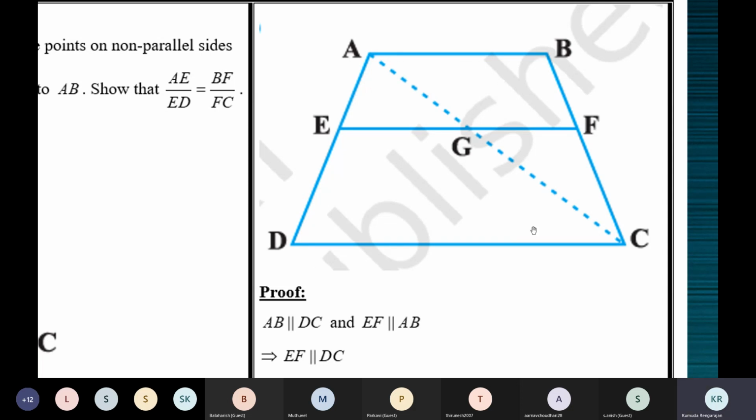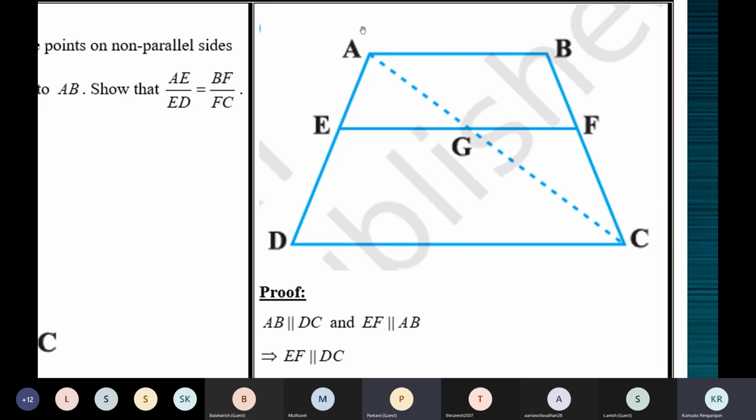AB is parallel to CD because it's a trapezium. It's given that these two sides are parallel. EF is parallel to AB is also given. These two are given to us. So from these two, we have this new result: EF is parallel to DC. That is, all the three lines are parallel to one another. That's the result. Now when you take up the triangle ABC, tell me the parallel lines.